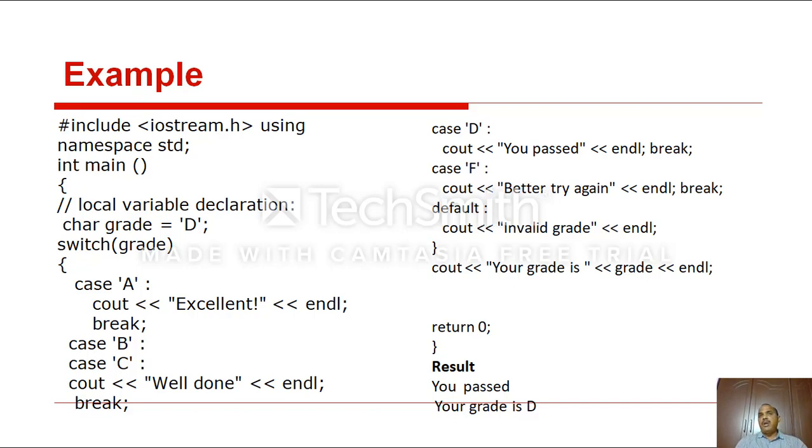Then the next one. We can have any number of case statements within a switch. Each case is followed by the value to be compared to and a colon. Here in this example, case A is followed by a colon operator, case B followed by a colon operator, case C followed by a colon operator, and case D followed by a colon operator. I repeat the same: we can have any number of case statements within a switch.